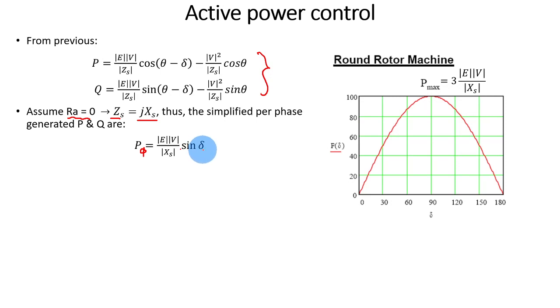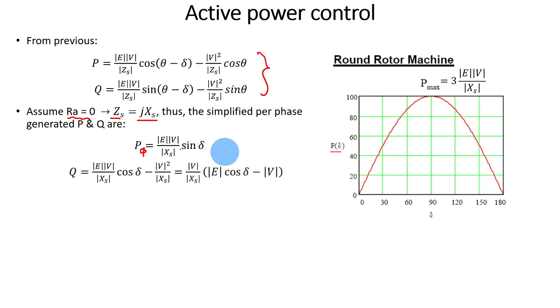Okay, so this is basically some manipulation. Of course, you will see some cosine and cosine here, but when you simplify it, it becomes the sine of delta. Basically, we use some sine and cosine formulas to come up with this formula.